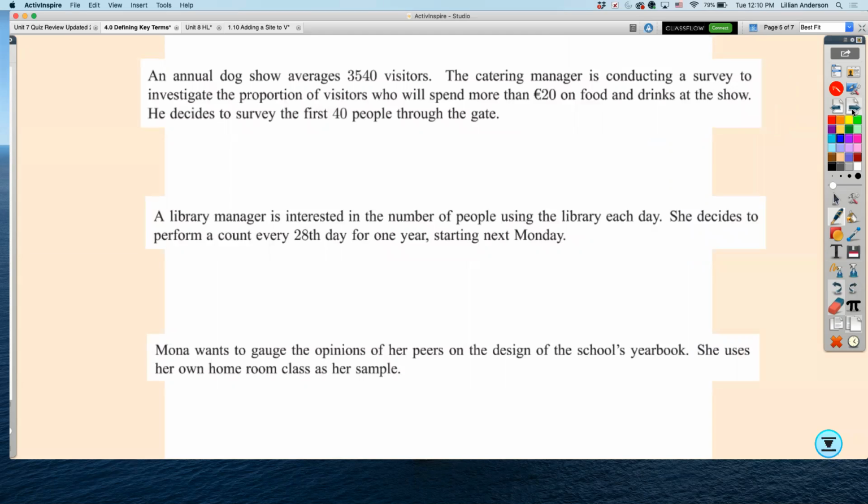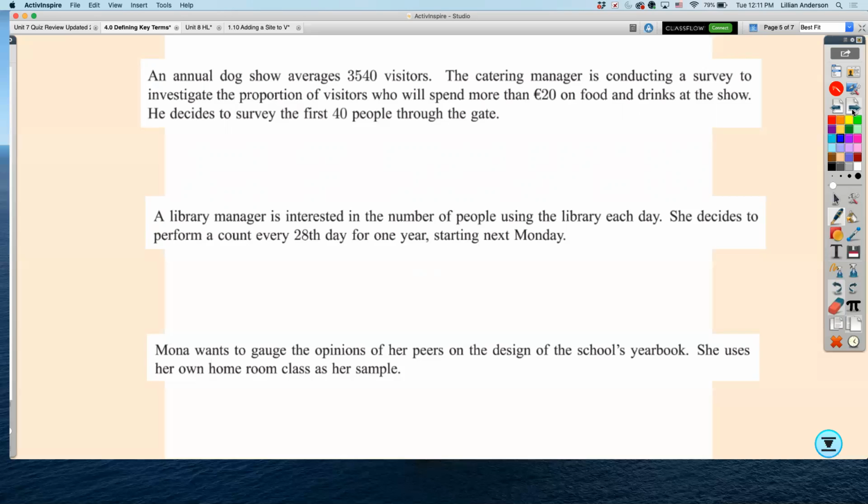It says an annual dog show averages 3,540 visitors. The catering manager is conducting a survey to investigate the proportion of visitors who will spend more than 20 euros, francs, on food and drinks at the show. He decides to survey the first 40 people through the gate. What type of sampling technique is that?